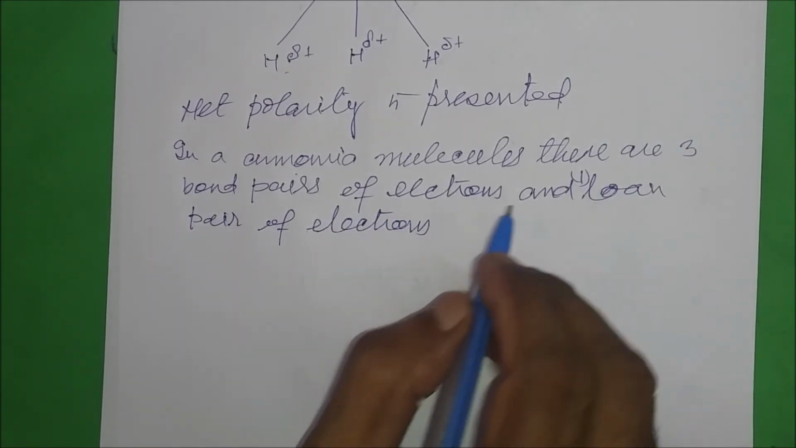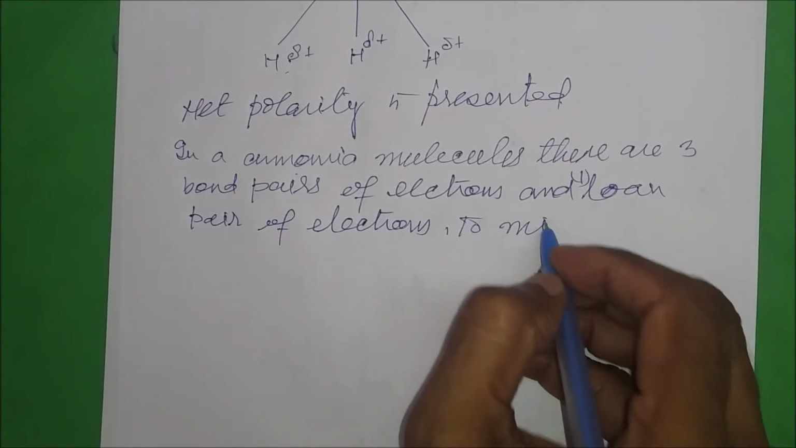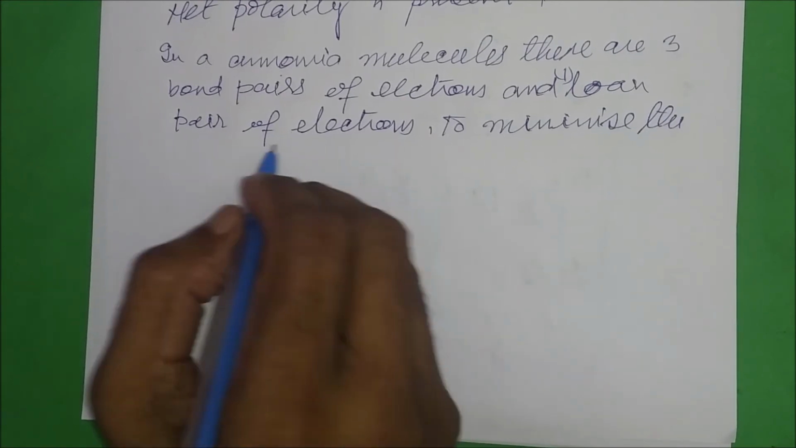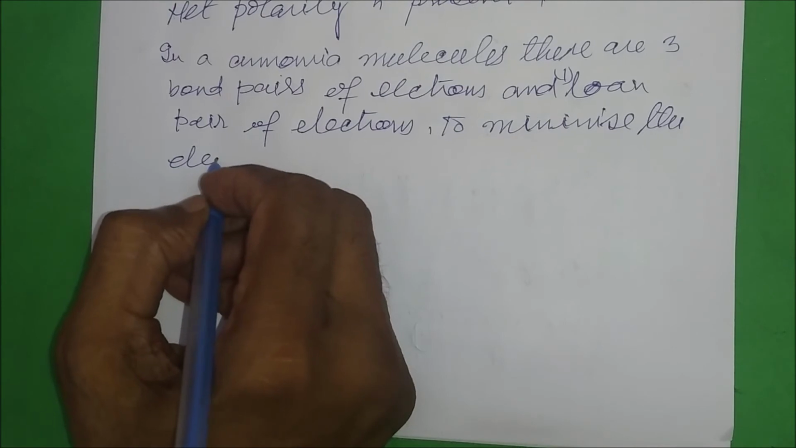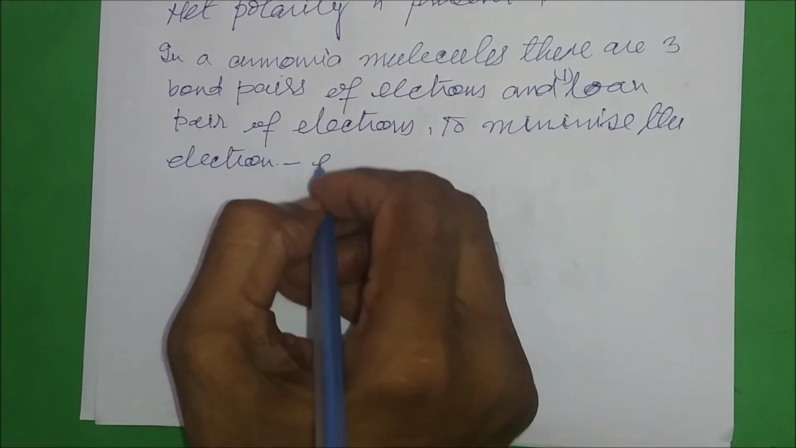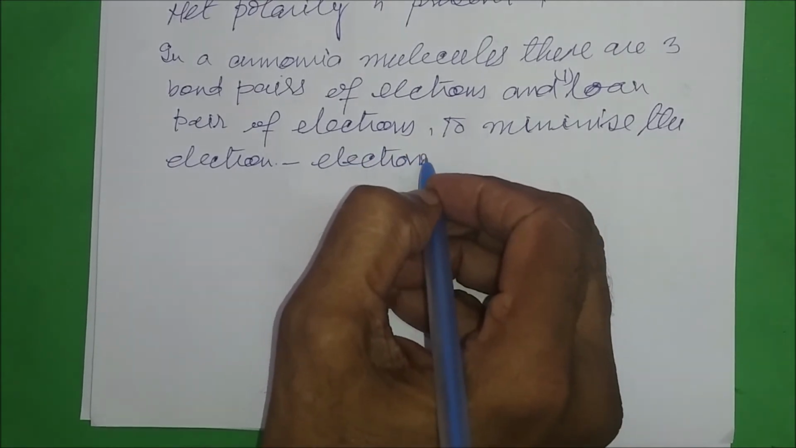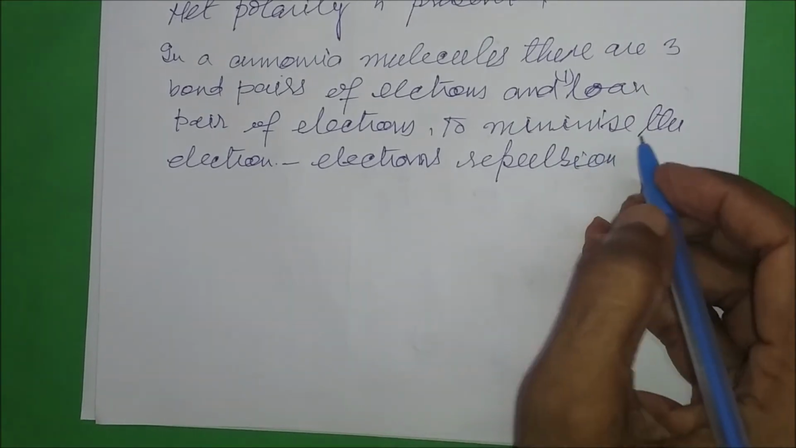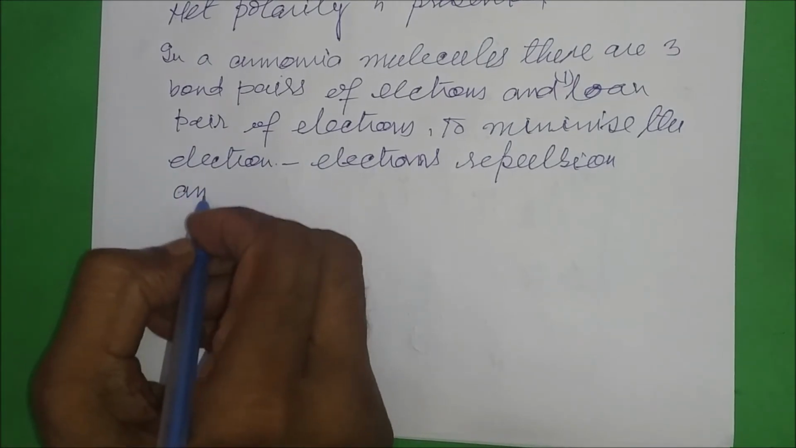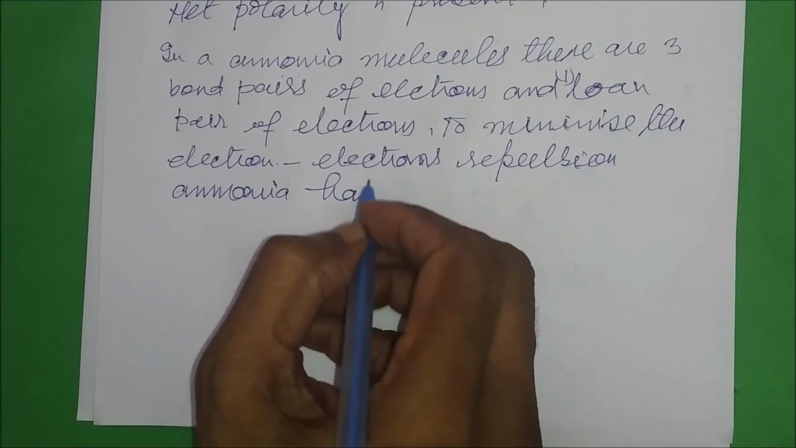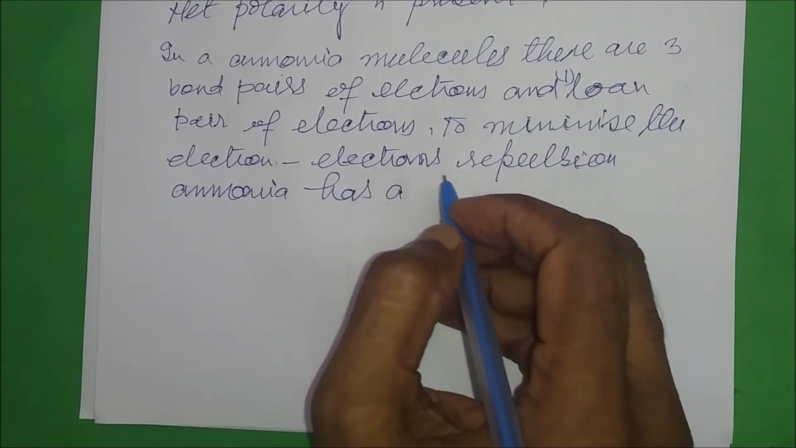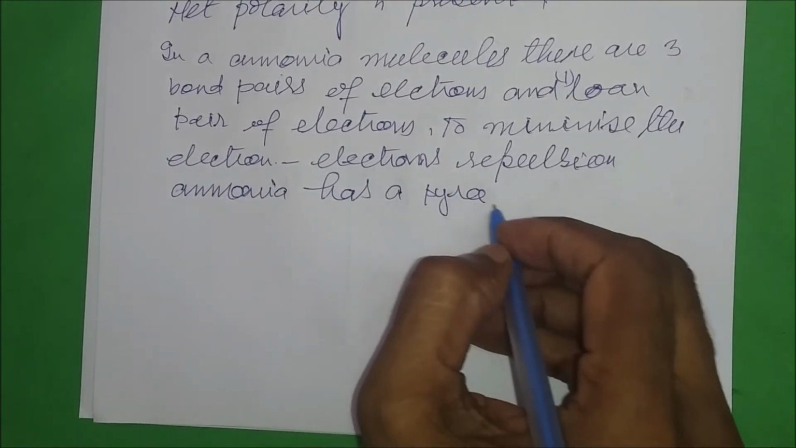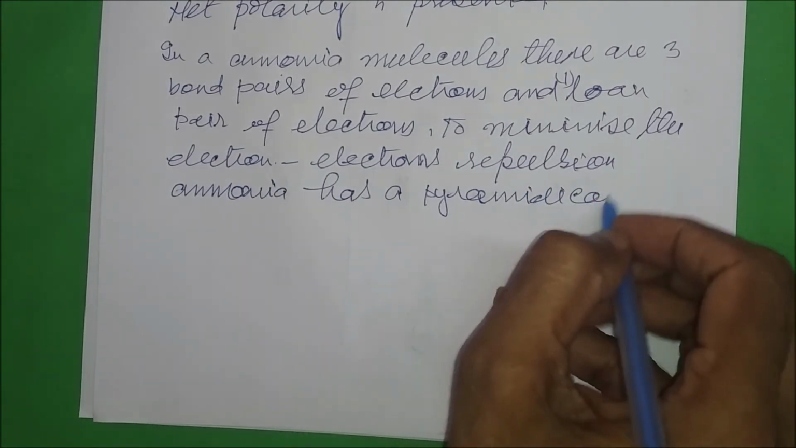So, to minimize the electron repulsion, you could say, ammonia has a pyramidal shape.